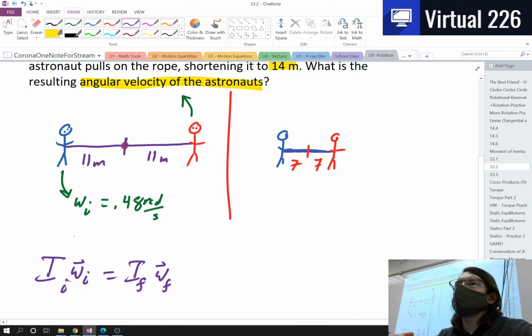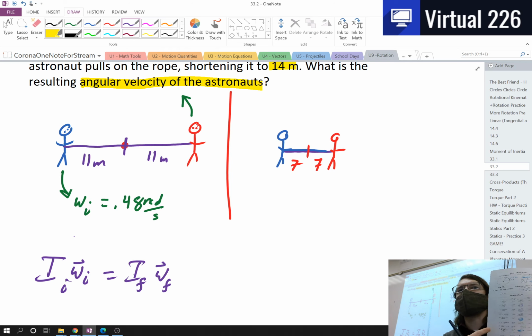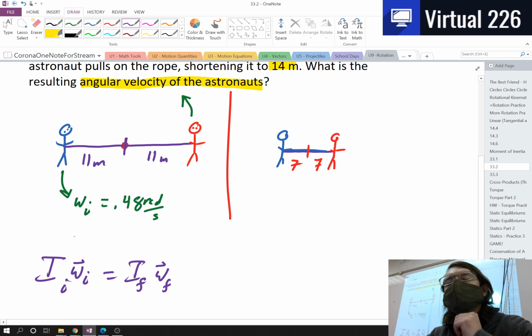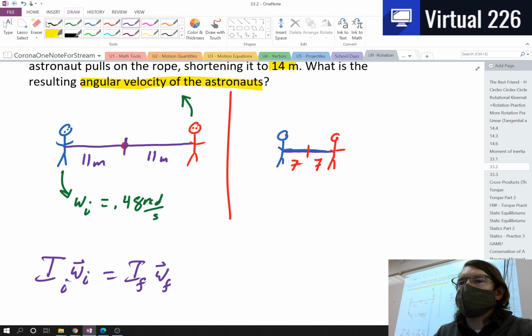What are the moments of inertia of an astronaut? Because if I look at my chart, astronaut is not a thing on this chart. And that's kind of weird, like, are they cylinders? Are they long uniform rods? What are these things? Because the rope is massless here. Well, if the rope is massless, then we really don't need to concern ourselves with the rope.